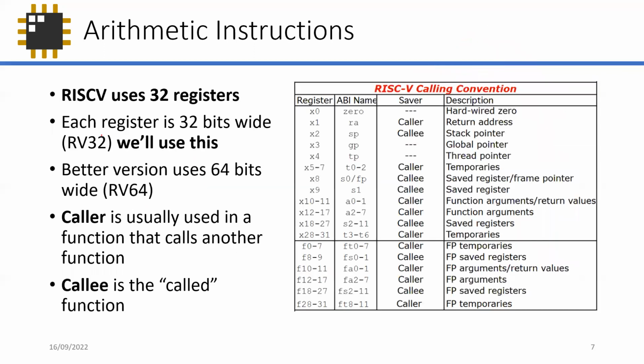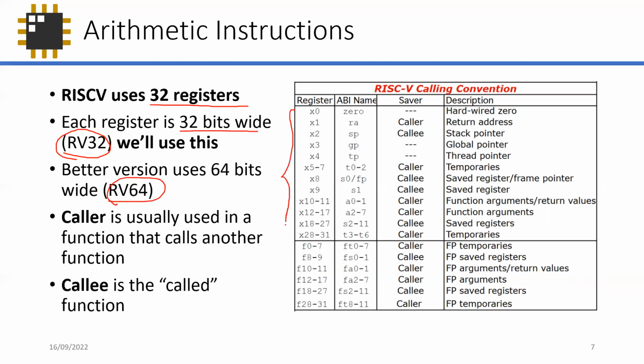Now, I mentioned earlier that RISC-V uses 32-bit registers. Or let's just say first that RISC-V uses 32 registers, and then each register is 32 bits wide. Actually, the real original RISC-V uses 64 bits, but we're using the 32-bit version for this class, so smaller is simpler, right? And it's faster.